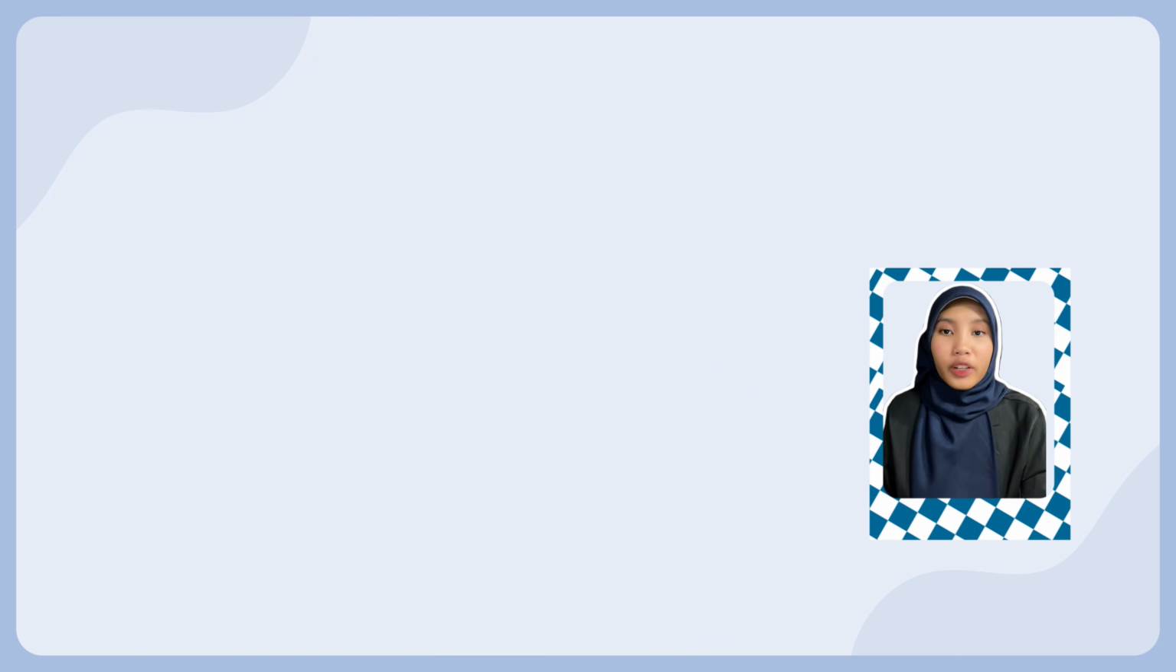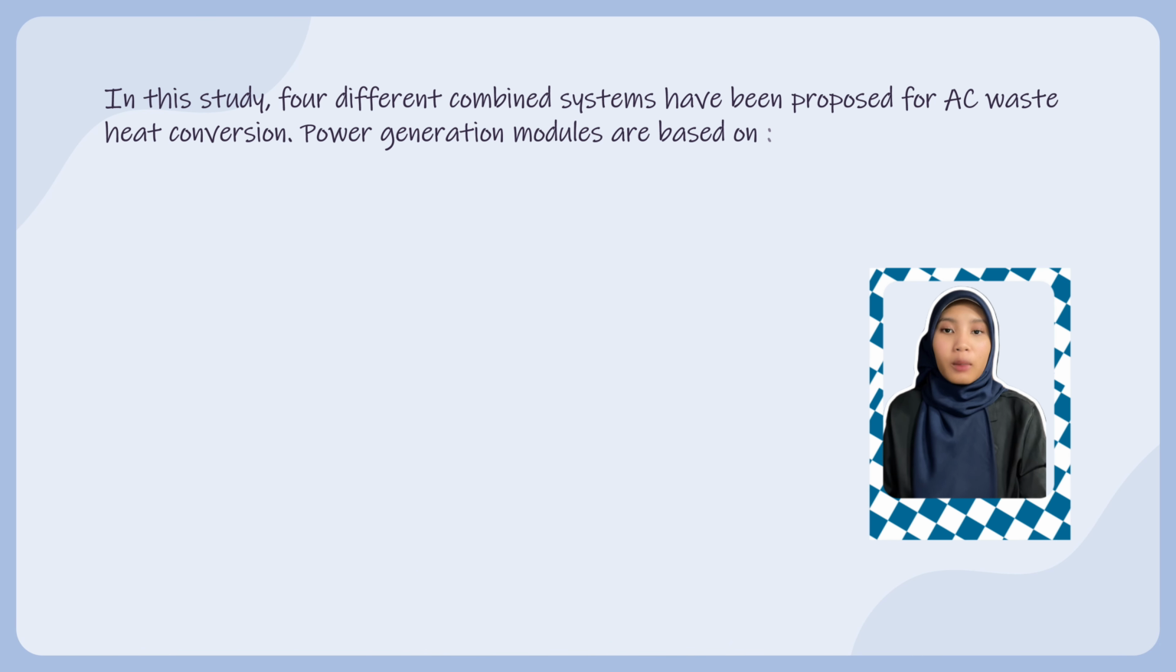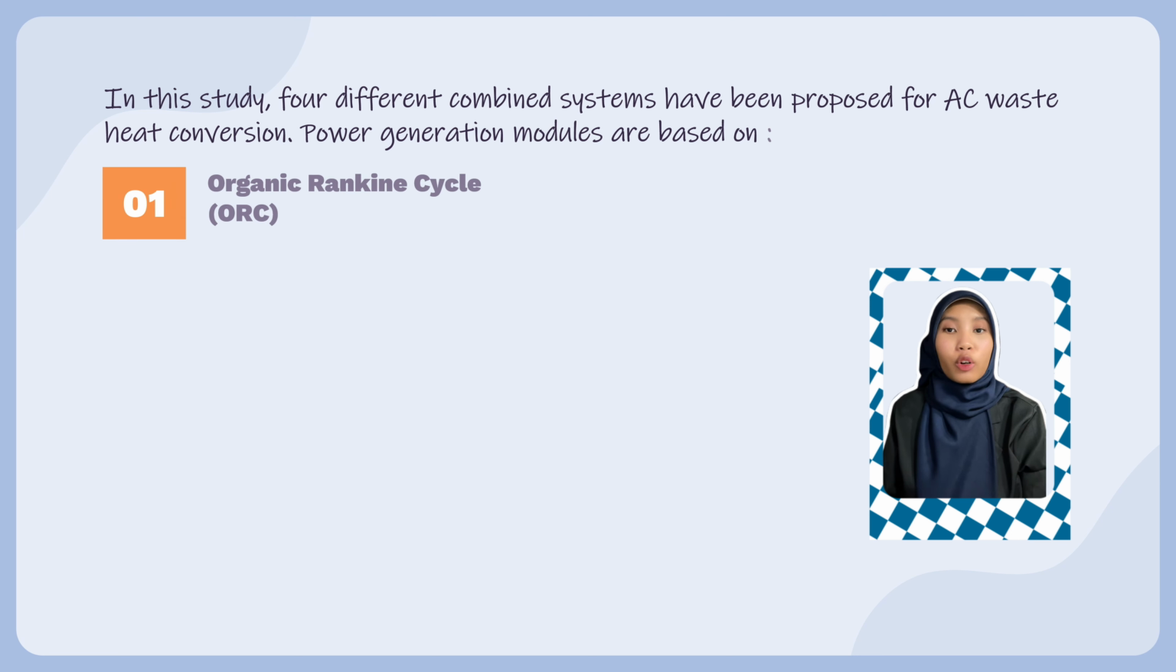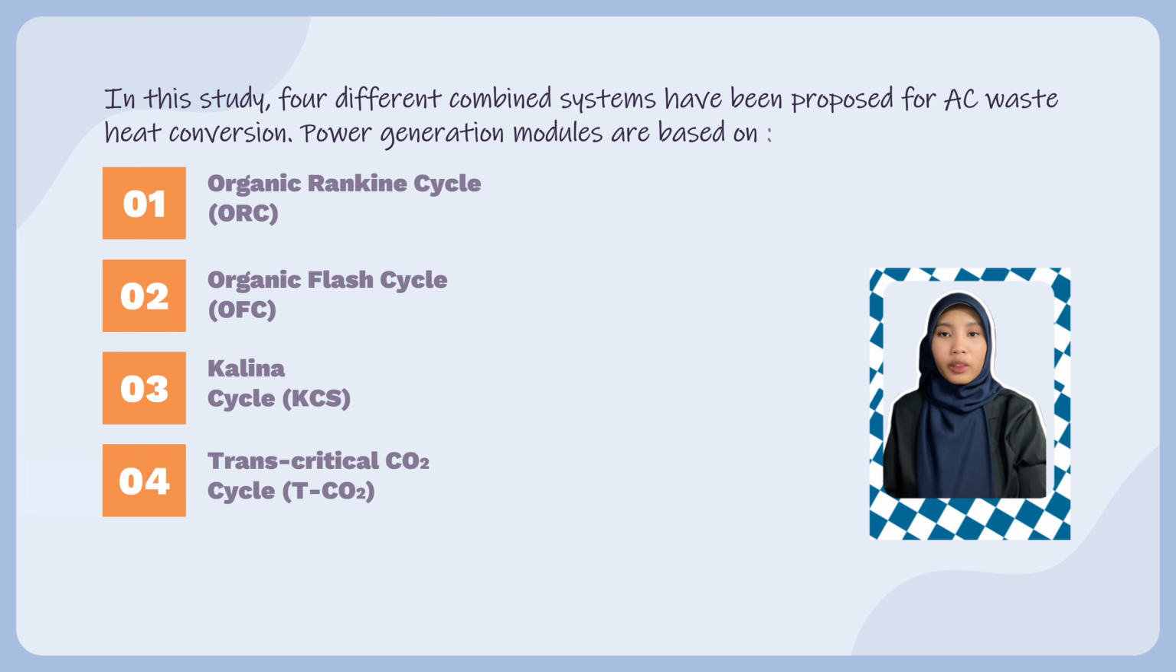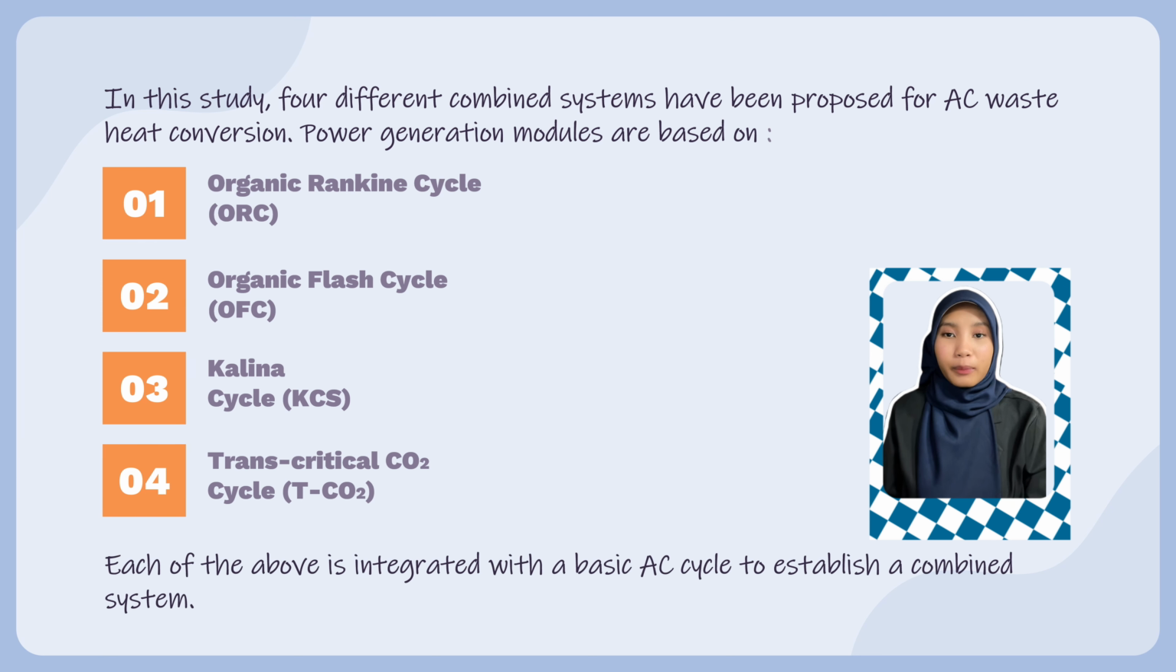In this study, four different combined systems have been proposed for AC waste heat conversion. Power generation modules are based on first, organic Rankine cycle, ORC, second, organic flash cycle, OFC, third, Kalina cycle, KCS, and fourth, transcritical CO2 cycle, TCO2. Each of the above is integrated with a basic AC cycle to establish a combined system.